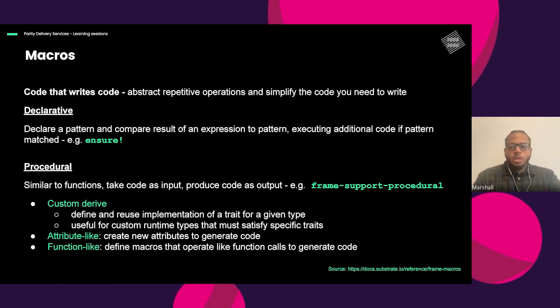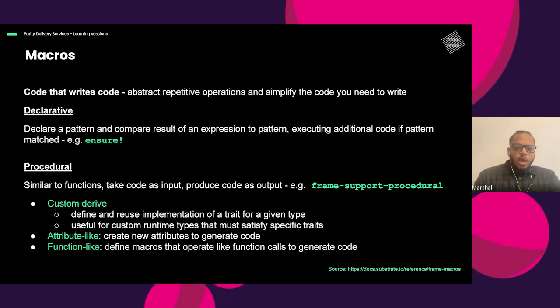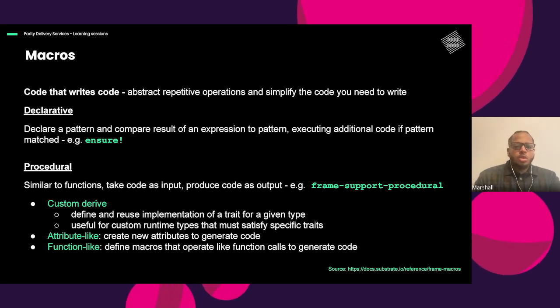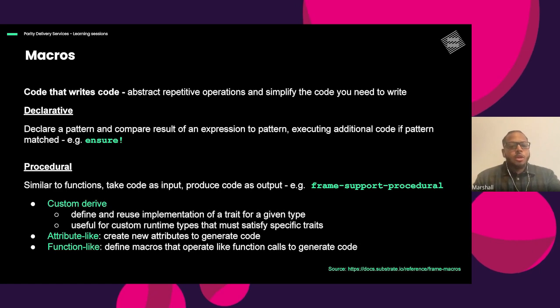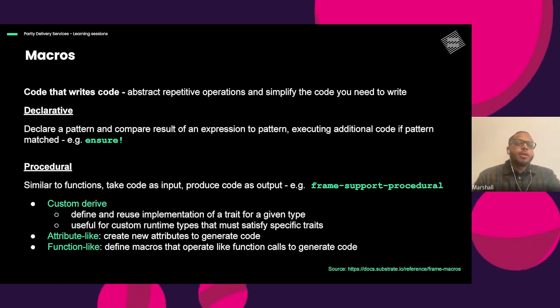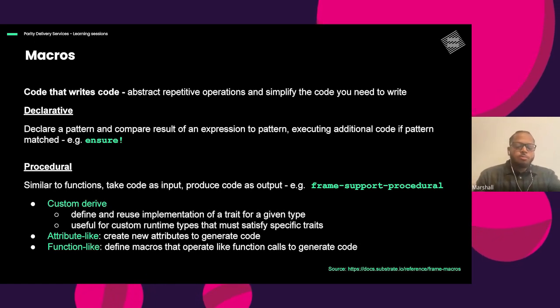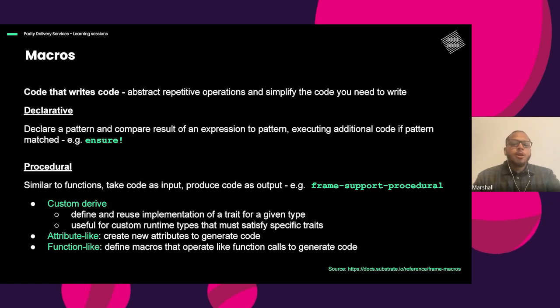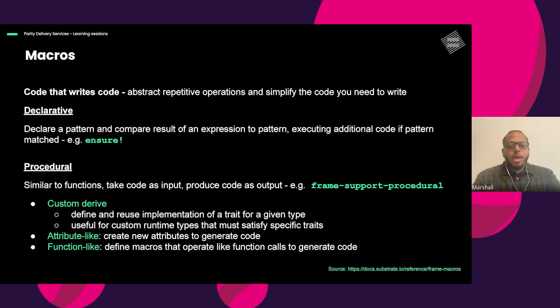So there's typically two different kinds, or flavors, of macros. There's declarative, where you declare a pattern and compare the result of an expression to that pattern, executing additional code if patterns are matched. An example is the ensure macro. You could say ensure that some value meets a threshold, or ensure that a value matches a certain expected value, and then any code that you wanted to execute beyond that could be executed. But if not, then maybe an error is emitted.